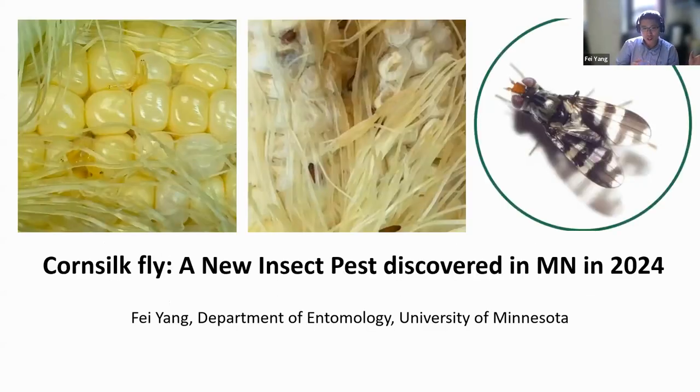In addition to corn leafhopper, we have another new pest here in Minnesota. It was also first reported in 2024. It's corn silk fly. This is not a pest for field corn. It's a pest for sweet corn.